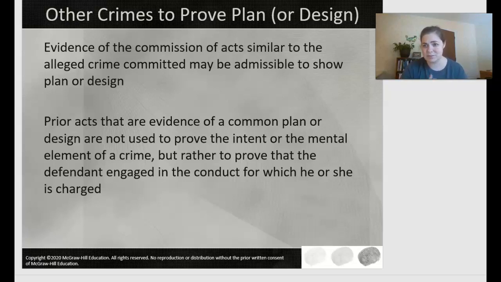I have also seen this used with driving under influence cases and things in the past. So not just for serious crimes, but for any criminal offense where planning is an element.